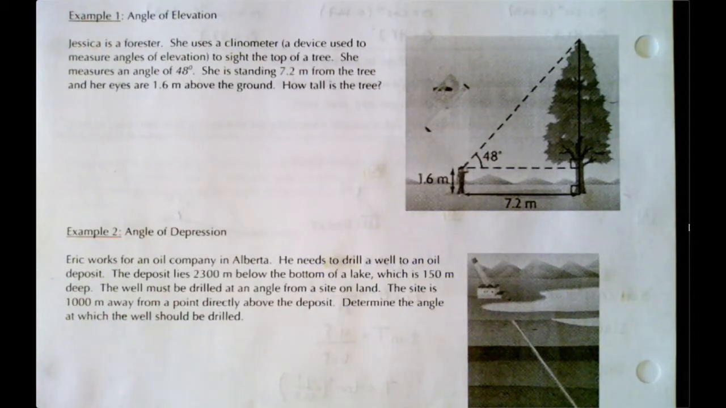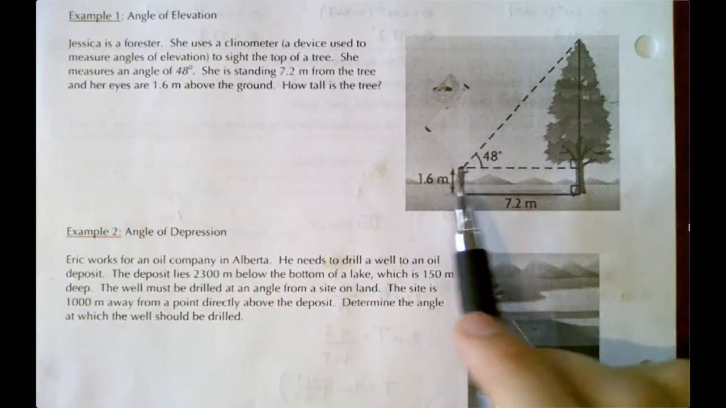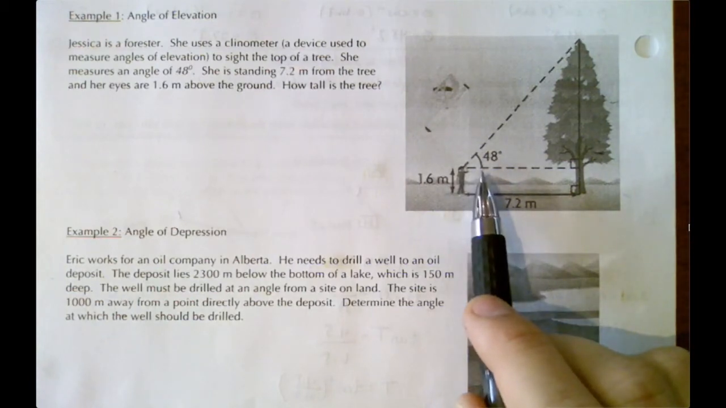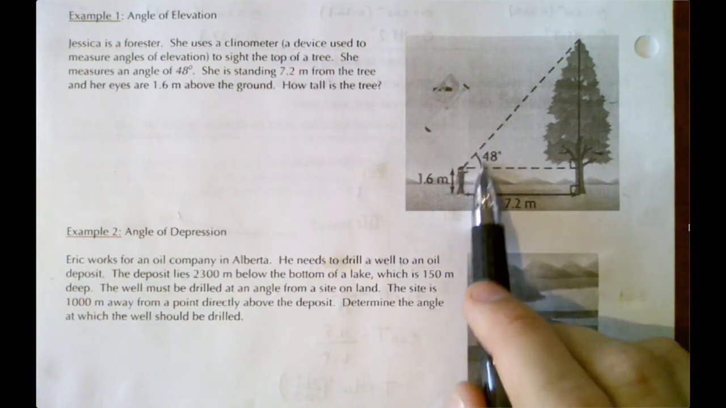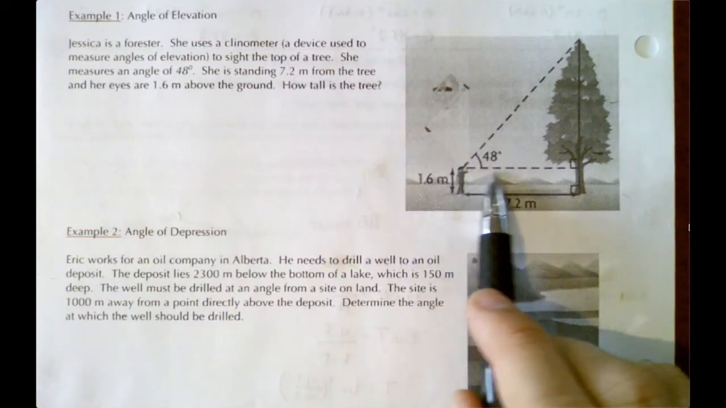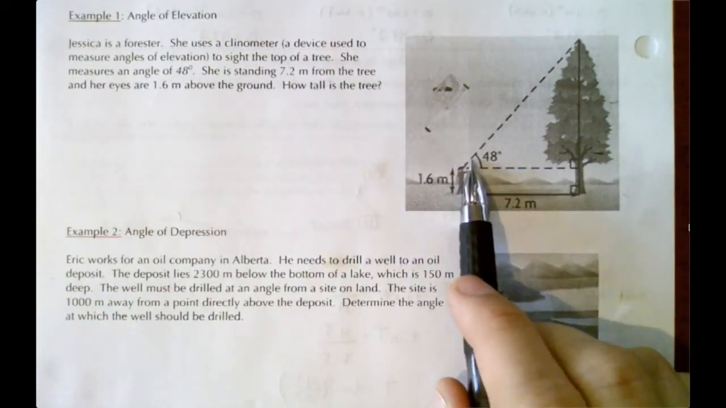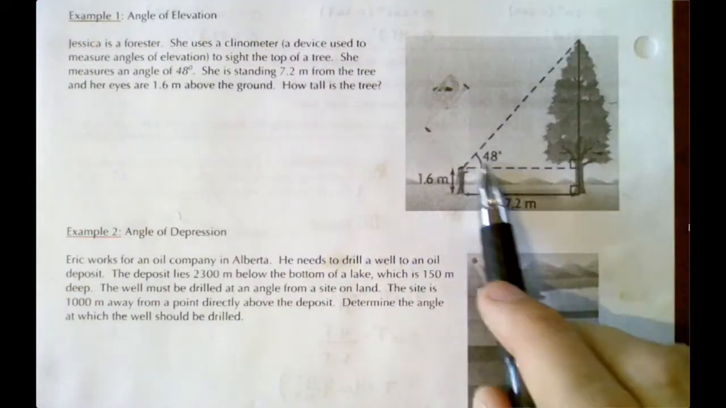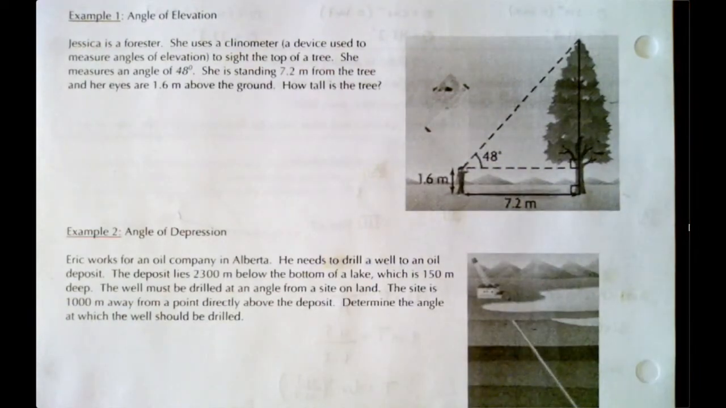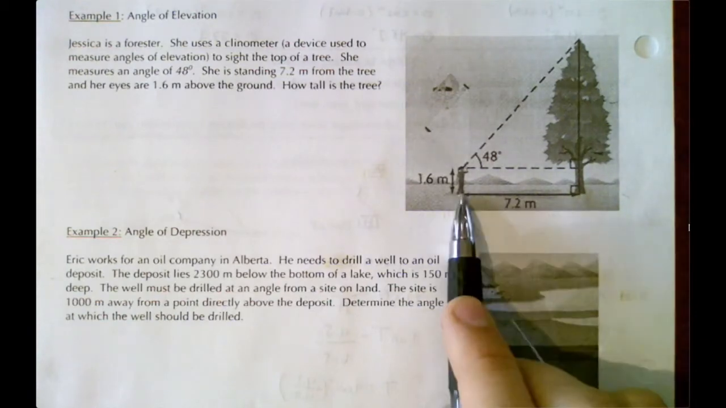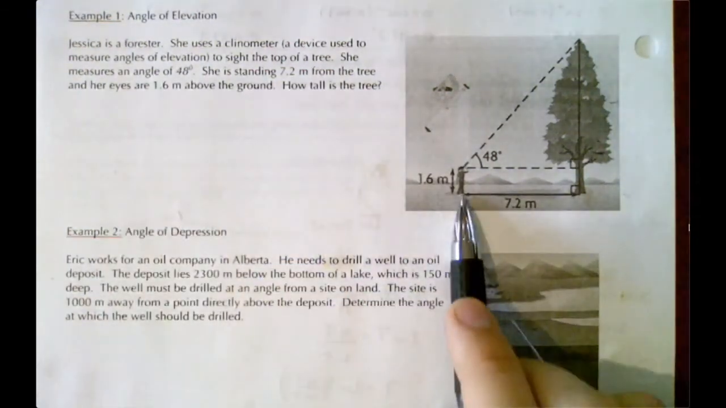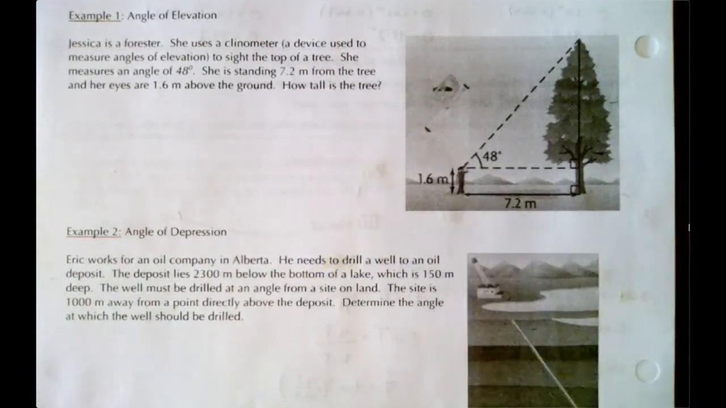So, she's using a clinometer and she can measure that the angle of elevation is 48 degrees to the top of the tree based on her line of sight. Tilting up to look at the top of the tree, an angle of 48 degrees is created. She is standing 7.2 meters away from the tree and her eyes are 1.6 meters above the ground. So if we're taking into consideration her height here, we want to know how tall the tree is.